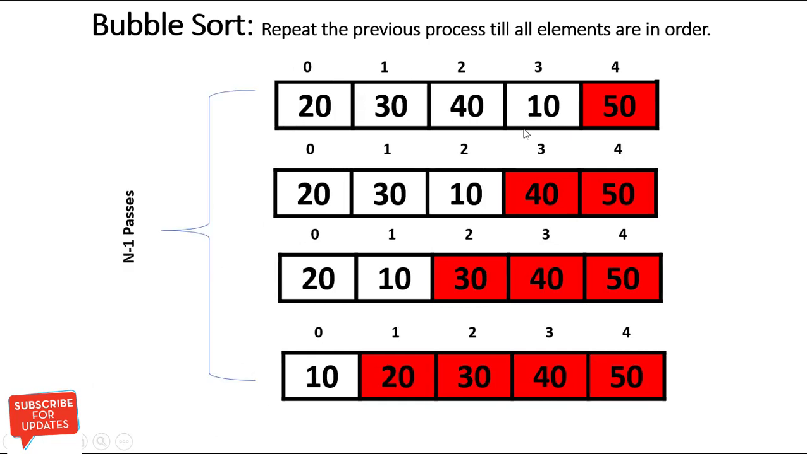Now you can see there were a total of 5 elements: 1, 2, 3, 4, 5. So the total iterations or passes required are n minus 1. These are 4: 1, 2, 3, 4.